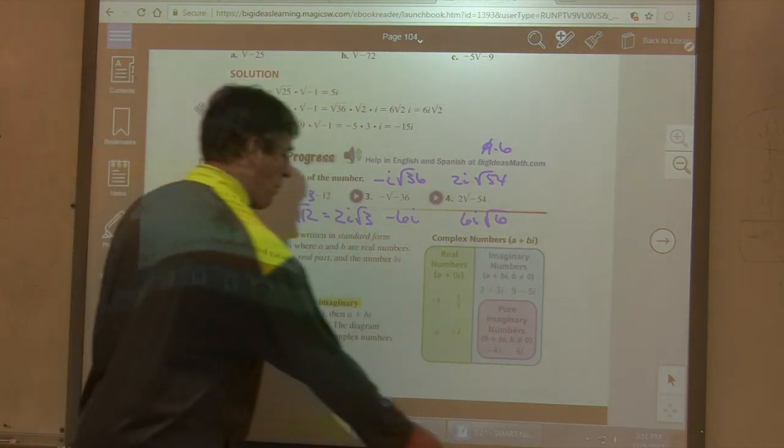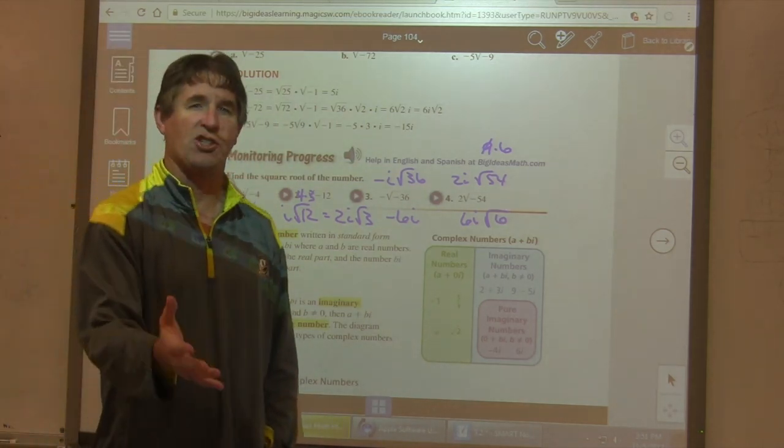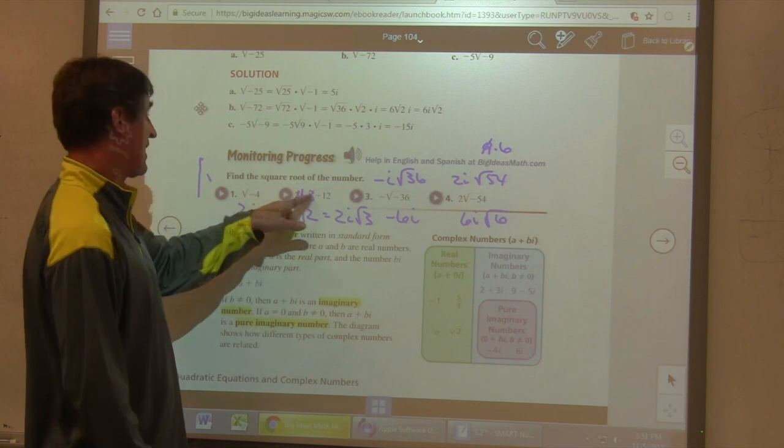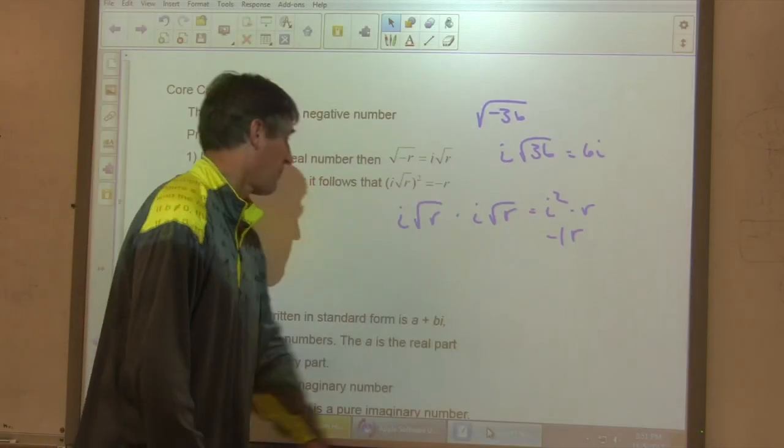So, hopefully that makes sense. You simplify it just like you did before. The only thing that changes is when I have a negative inside the square root, I bring an i out front and then work from there.